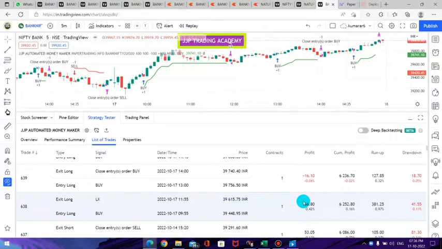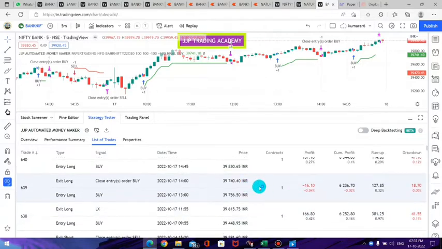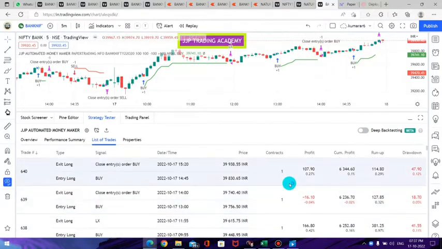The second trade met a 16 point loss. Stop loss was hit. Once the market started moving, our exit condition was satisfied in this candle, so we got the exit. And finally the third trade was again a buy entry, and this trade met 107 points. So totally today we got 257 points with the Bank Nifty index.